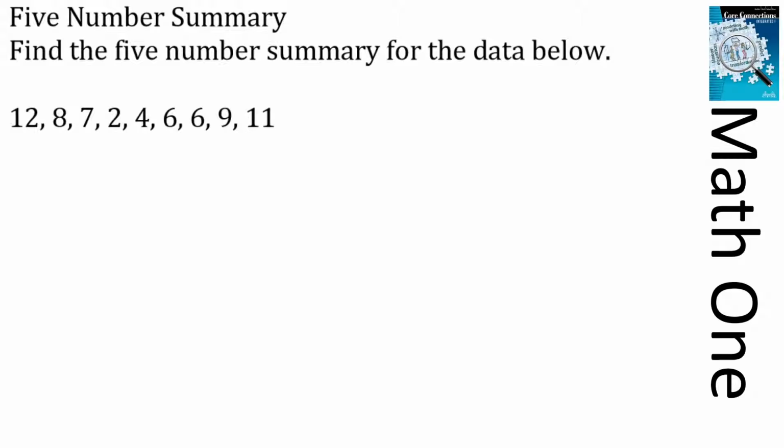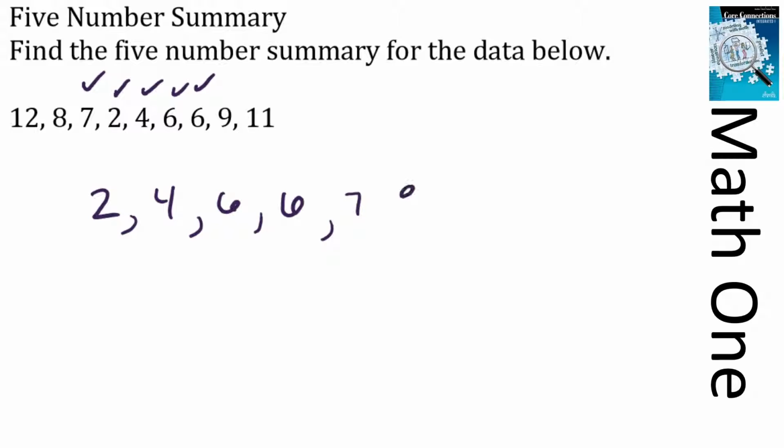So as I'm looking at these values, the smallest value I see is a 2. And I like to put maybe a little check mark by it to know that I've used this. And then I see a 4, and then I see 2 6s. Next we've got a 7, and then an 8, and then a 9. And finally 11 and 12.